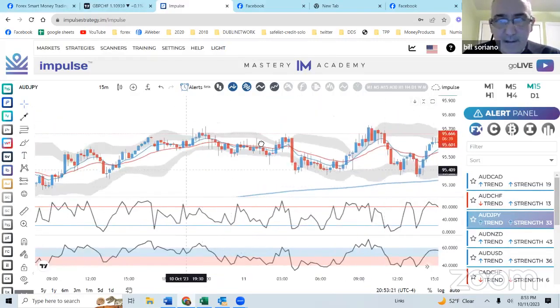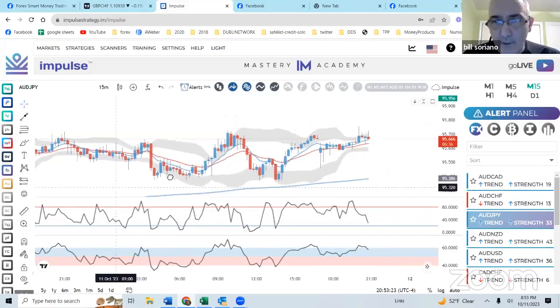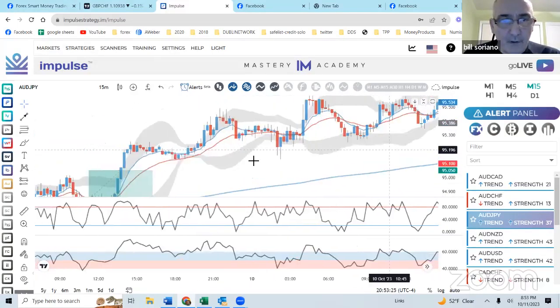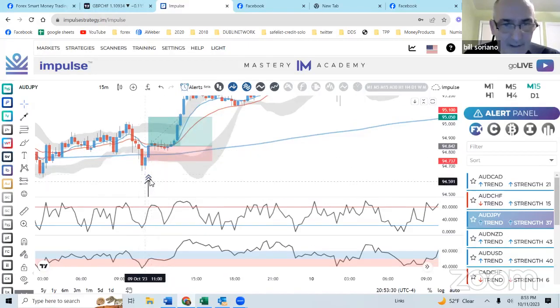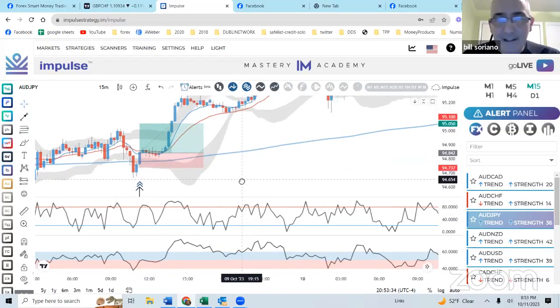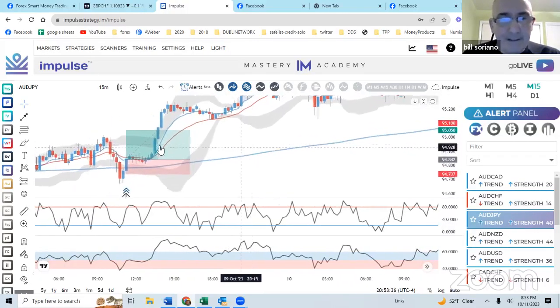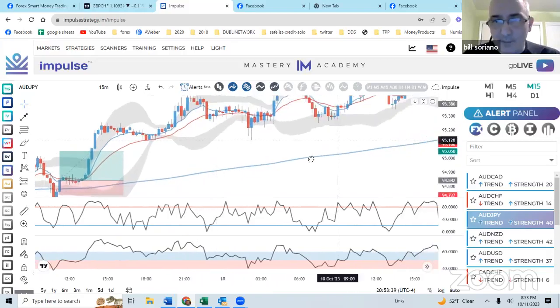AUDJPY. See, there's not an indicator here for quite a while. We have to go all the way back to here, and we can see there's the indicator still there. There's the arrow I put underneath it so I know where it's at next time. And then there's a winning trade in AUDJPY.